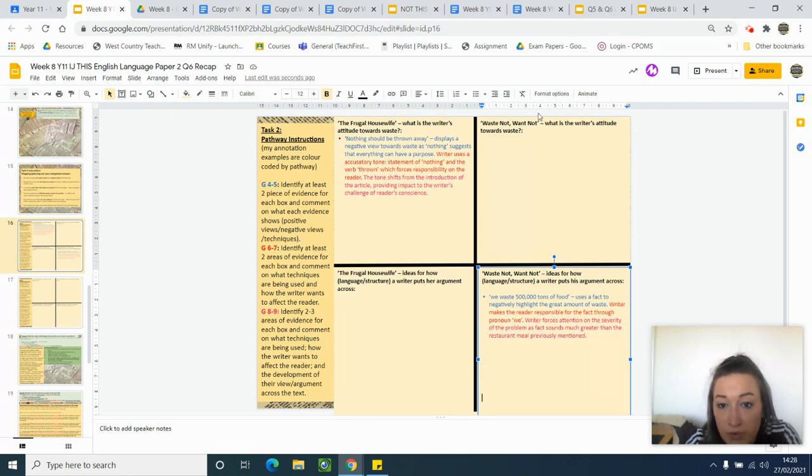Come down here, so that was the frugal housewife's attitude towards waste. Here you would put what Waste Not Want Not's attitudes towards waste are. He's called John Humphreys. For the frugal housewife here, any ideas for language or structure, how she puts her argument across, Lydia Child, and here the same for John Humphreys. So in Waste Not Want Not, we waste 500,000 tonnes of food. This is a fact to negatively highlight the great amount of waste. And then to push that on, the writer makes the reader feel responsible for the fact through the pronoun we, so closer language analysis, and then in the grades 8 to 9 colour, the writer forces attention on the severity of the problem, as the fact sounds much greater than the restaurant meal previously mentioned. So comparing it back and commenting on the use of structure in that article as well.